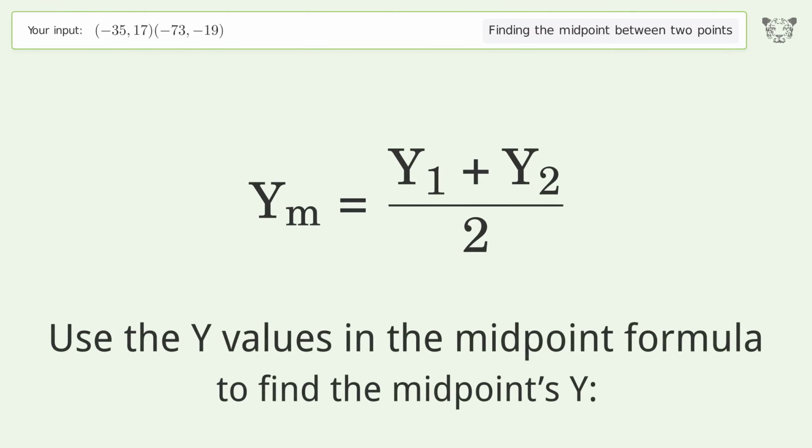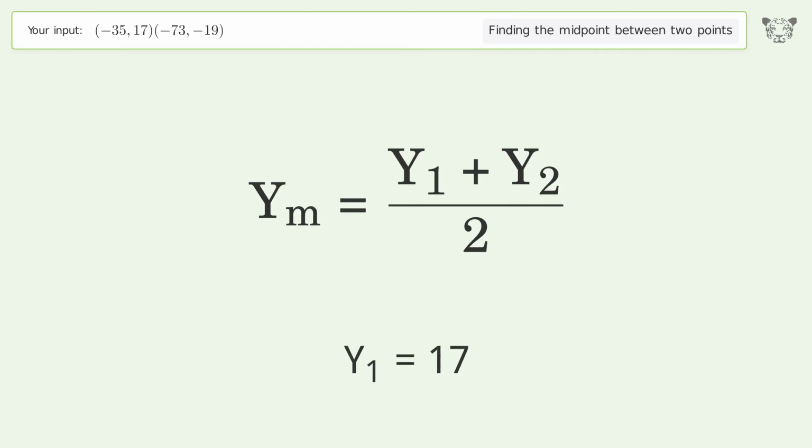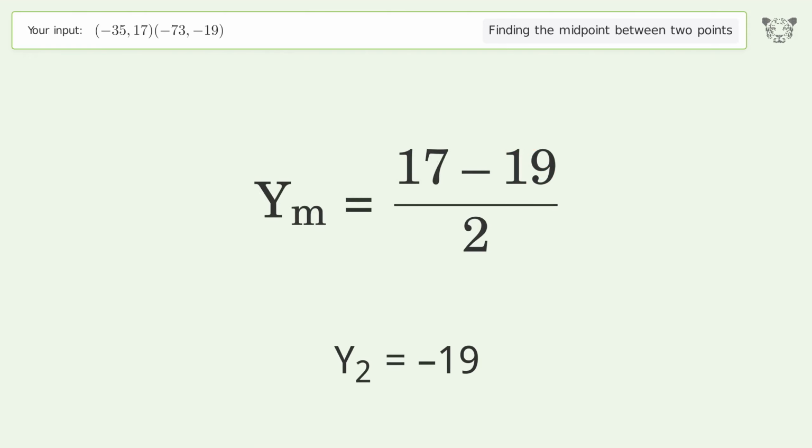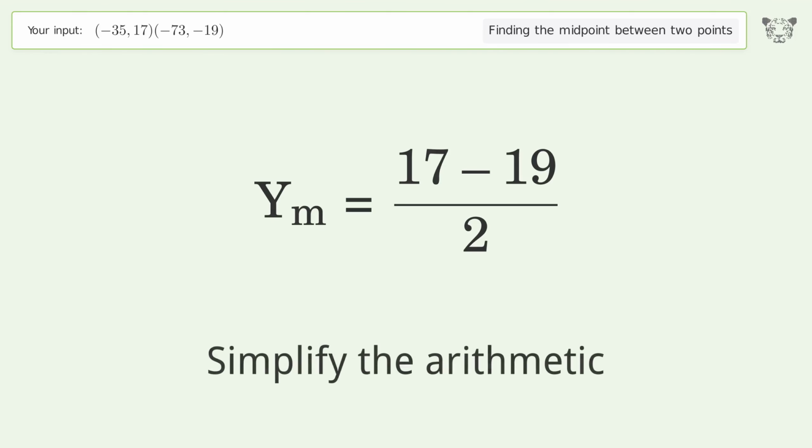Use the y values in the midpoint formula to find the midpoint's y. y1 equals 17. y2 equals -19. Simplify the arithmetic.